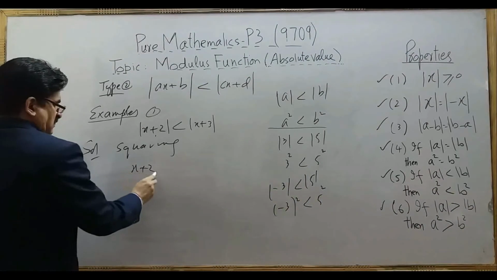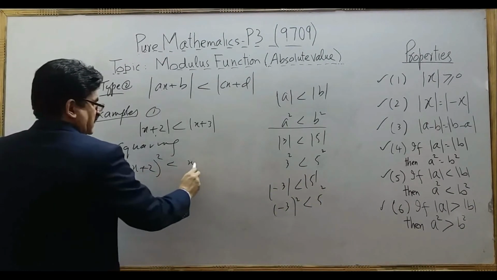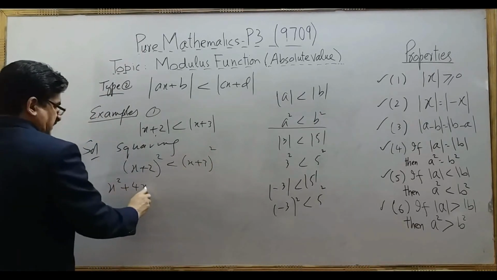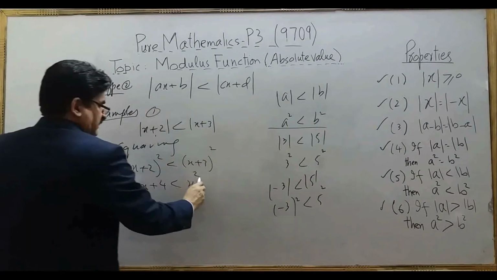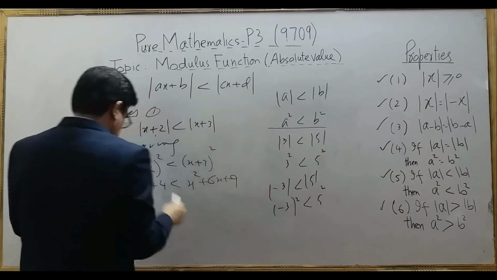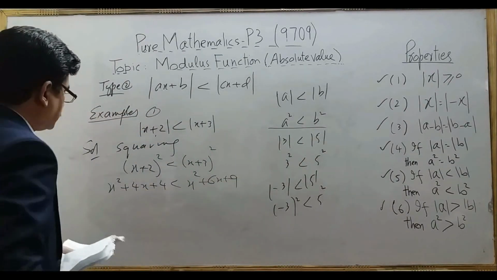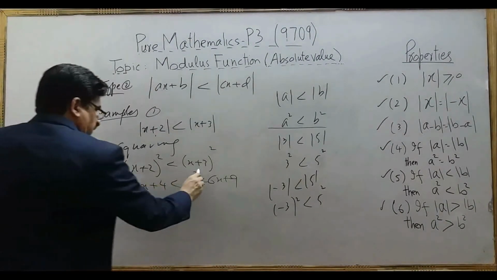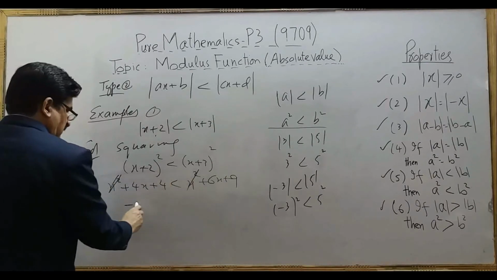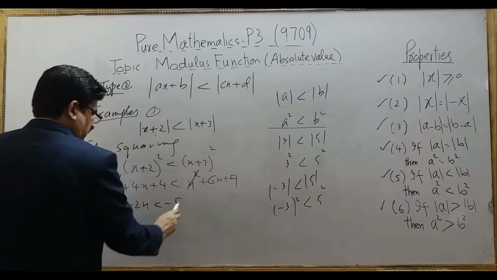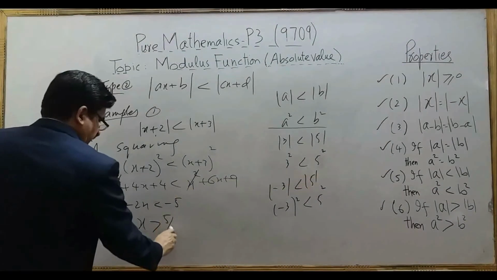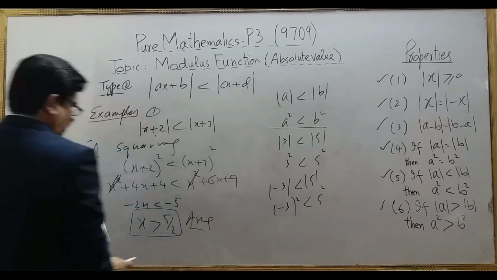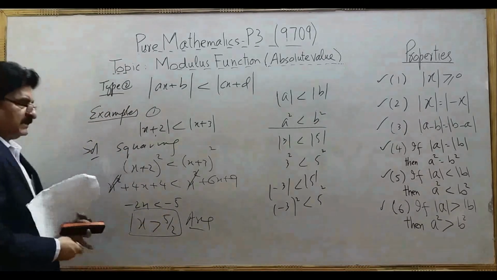Squaring is allowed. (x plus 2) whole square is less than (x plus 3) whole square. Now you expand it, you will get x square plus 4x plus 4, x square plus 6x plus 9. On simplifying, the x squares will be cancelled. You will have minus 2x less than 5. So x greater than minus 5 by 2. This is your answer. Because you have a negative sign, the inequality will be reversed.